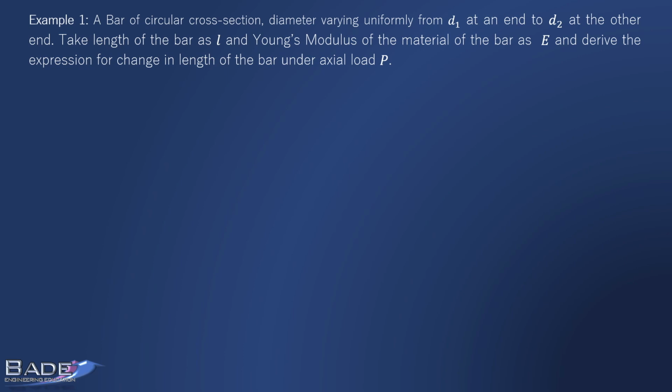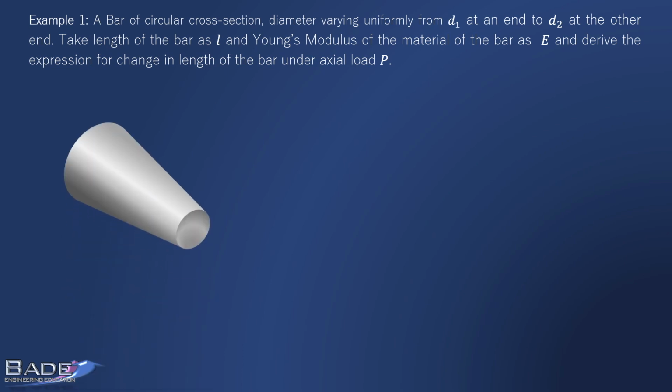Read this problem. A bar of circular cross section, diameter varying uniformly from D1 at one end to D2 at the other end. Take length of the bar as L and Young's modulus of the material of the bar as E, and derive the expression for change in length of the bar under axial load P. Here is that bar. It has length L, diameter D1 at one end, diameter D2 at the other end, and it is carrying an axial load P.